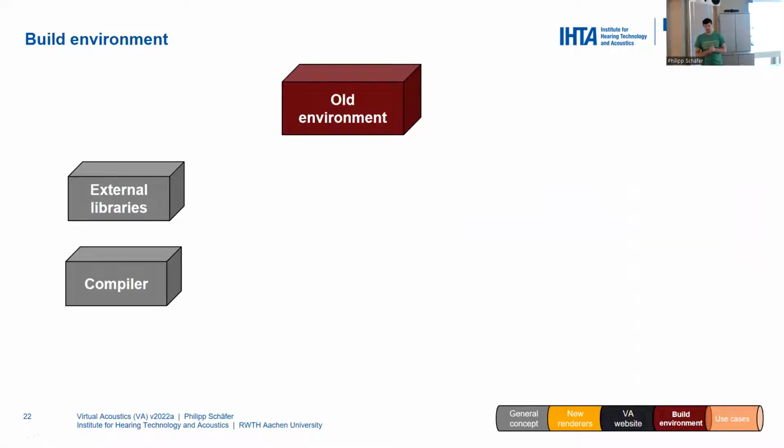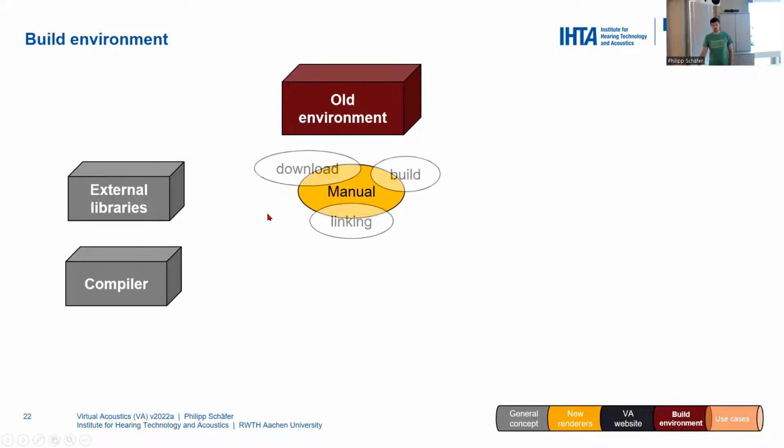So yeah, as I said, there was a major review of the built environment. And I want to just give you a few ideas why the old environment was not so nice and was really hard to work with. So we are working with a lot of external libraries within VA, so we can't implement everything on our own. And in the old system, we had to do everything manually. That means you had to download the libraries, you had to build them yourself, you had to link them yourself.